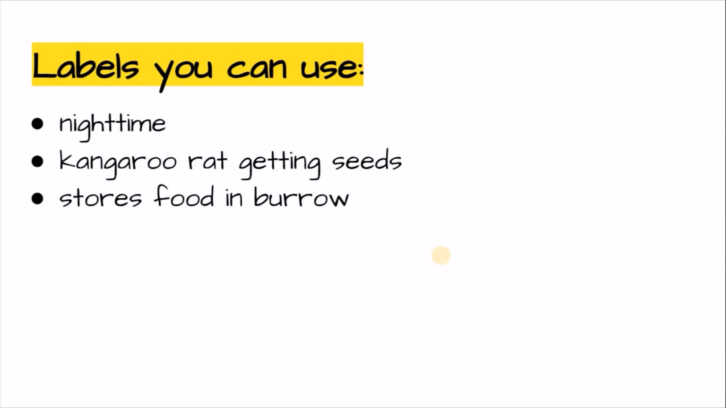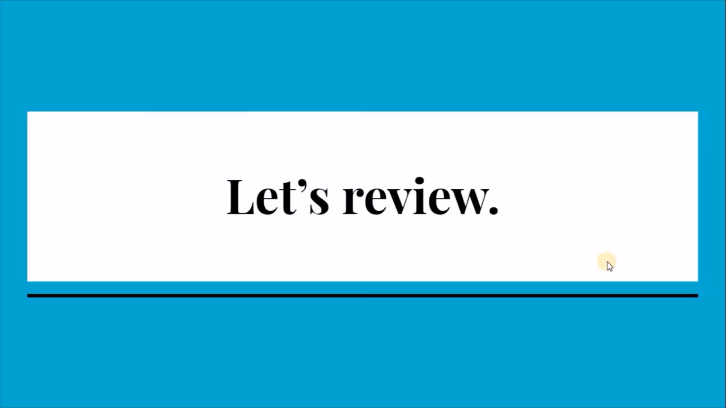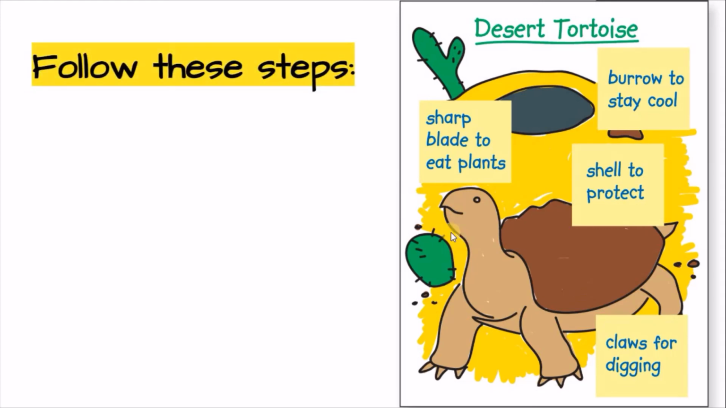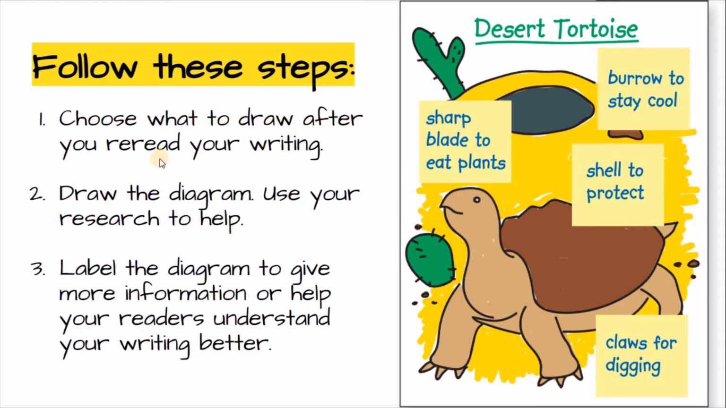Welcome back, friends. Let's review what we went over in this video. So today we learned all about how to draw and label diagrams. We drew a diagram of the desert tortoise, and we gave it some different labels here. So let's review the steps that we took. Number 1, choose what to draw after you reread your writing. So after we reread our research report, we chose the desert tortoise.